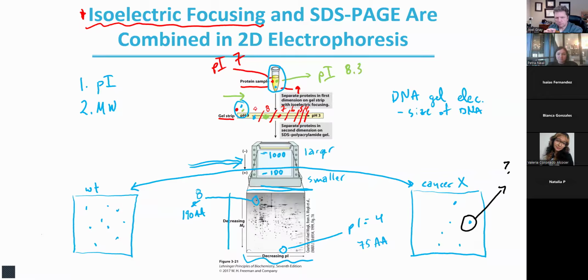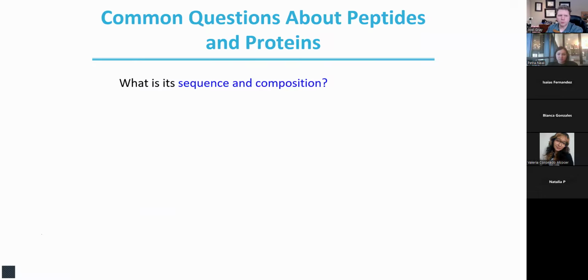Absolutely. Thank you for asking the straight up question. Okay, so some common questions that people want answers to whenever you're studying a protein. What's the sequence or the composition? The composition would be like, is it 90% non-polar amino acids, 10% polar amino acids? The sequence is, well, what's the primary structure?